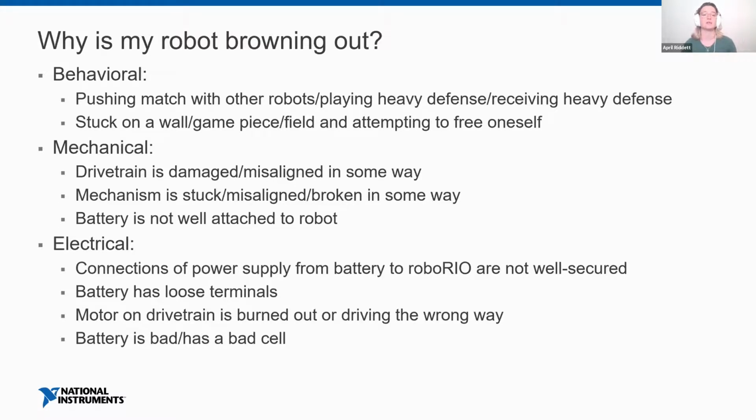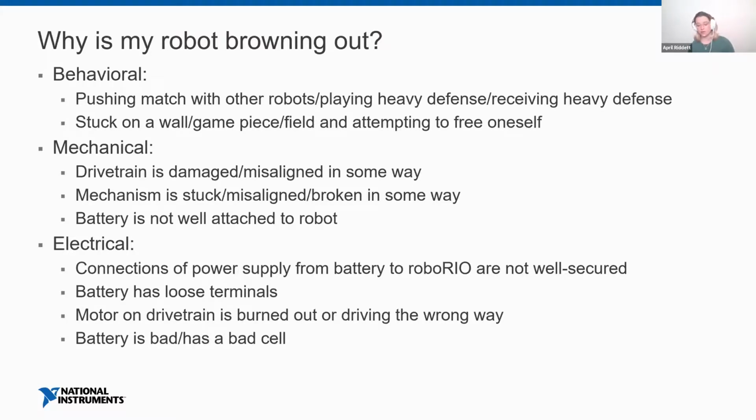Another potential category of problems is mechanical. If your drivetrain is damaged or misaligned in some way, or a mechanism is stuck or broken or misaligned, this can lead to the robot fighting itself. You're really trying to pull power out of those motors to do something the robot wasn't designed to do, and that's where we see some brownout issues. Or if your battery isn't well attached to your robot and you start dragging it around behind your robot, that can show up as a brownout as well, because that connection isn't tight. And that leads us to our third category of issues, which is electrical.